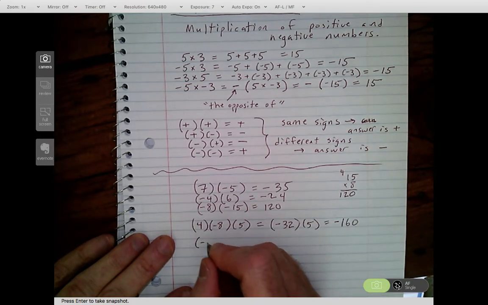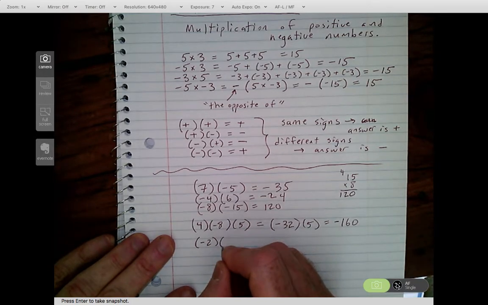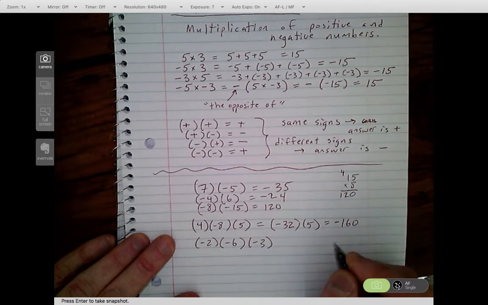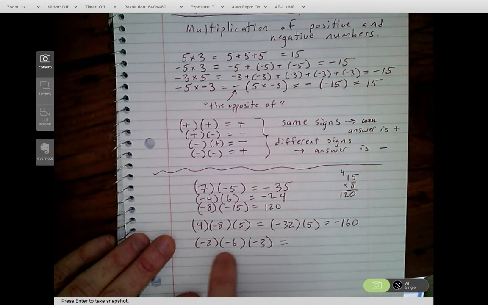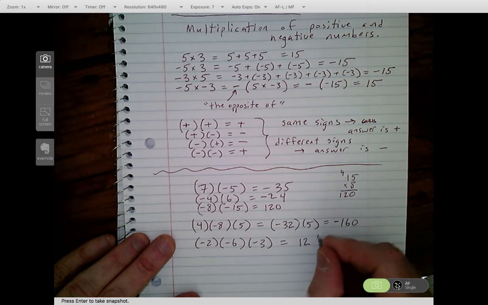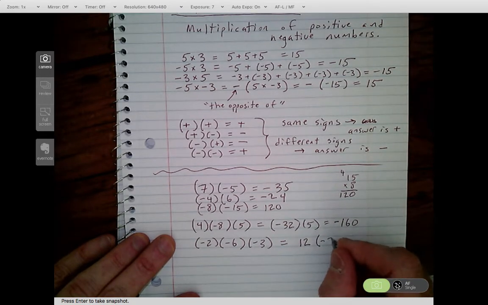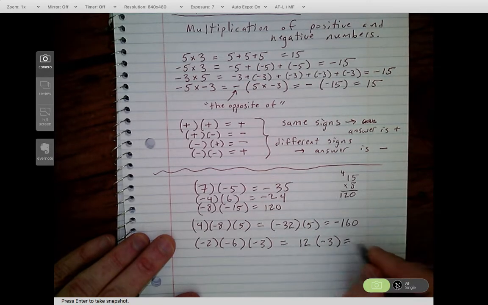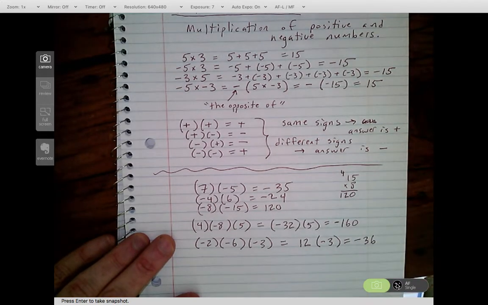Okay, so negative 2 times negative 6 times negative 3. Okay, again, we're just going to go left to right here. Negative 2 times negative 6. A negative times a negative is a positive, so that is 12. And then we're going to multiply to that negative 3. Now we have a positive times a negative. That means our answer is negative, and 12 times 3 is 36. So our answer is negative 36.